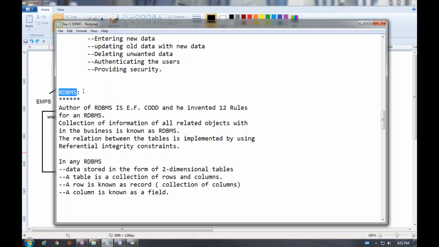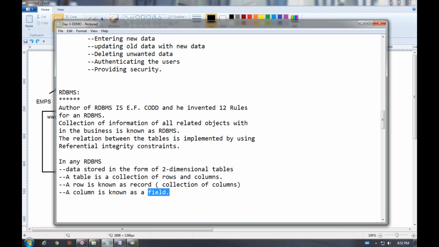See, what is RDBMS? In any RDBMS, information is saved in the form of tables. What is a table? A table is a collection of rows and columns. Row means horizontal information. Column means vertical information. A row is called a record. A column is known as a field.